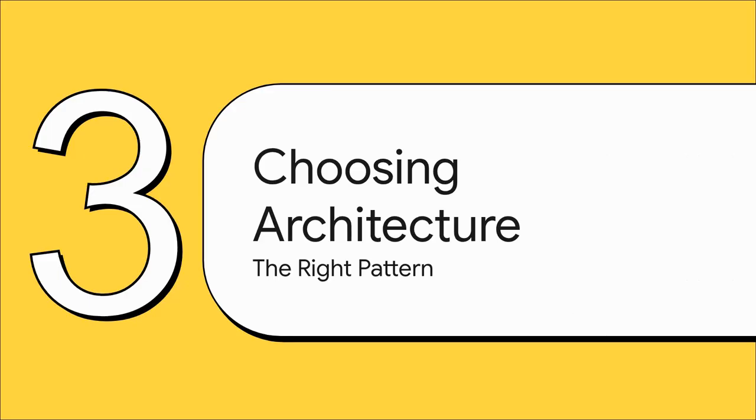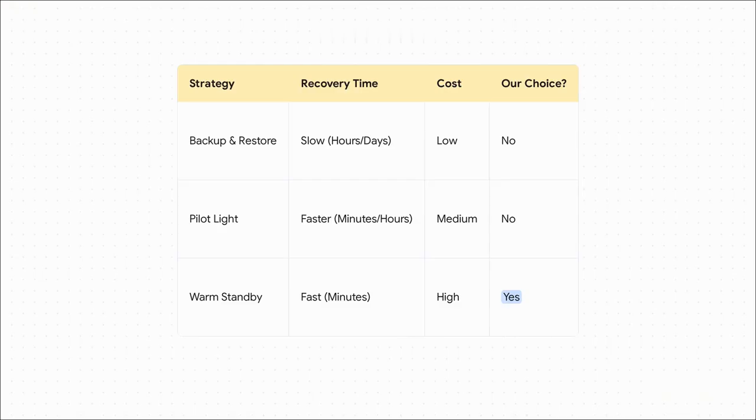So now we had our marching orders, a 4-hour RTO and a 15-minute RPO. With those targets locked in, we could finally start making smart decisions about the actual architecture. And in AWS, it really boils down to this classic trade-off you see here, speed versus cost. A simple backup and restore? Super cheap, but way too slow. No way it would meet a 4-hour RTO.